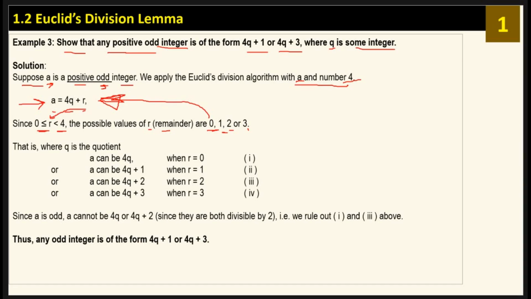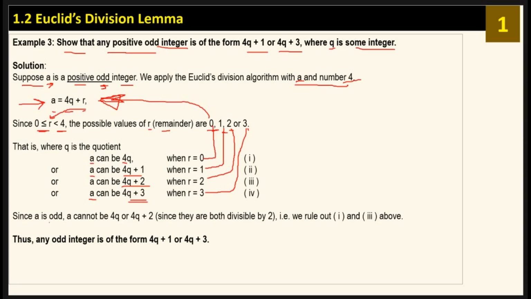So we get a will be equal to 4q when r is equal to 0. Similarly, a will be equal to 4q plus 1 if r is equal to 1. When r is equal to 2, the value of a will be 4q plus 2. When r is equal to 3, the value of a will be 4q plus 3.